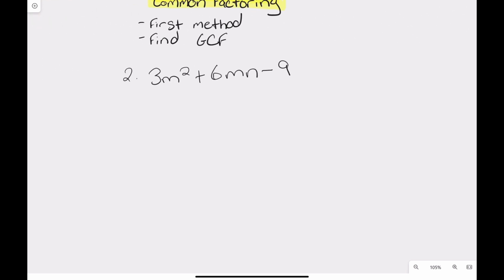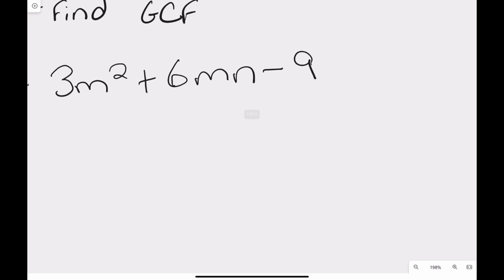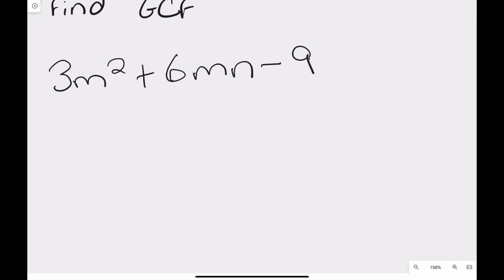Now the next problem is 3m squared plus 6mn minus 9. Now this problem we cannot solve using common factoring because they do not have the same variables in common with each other. So for example, 3m squared doesn't have the variable n, and negative 9 doesn't have any variables at all. So we cannot solve it using this method.